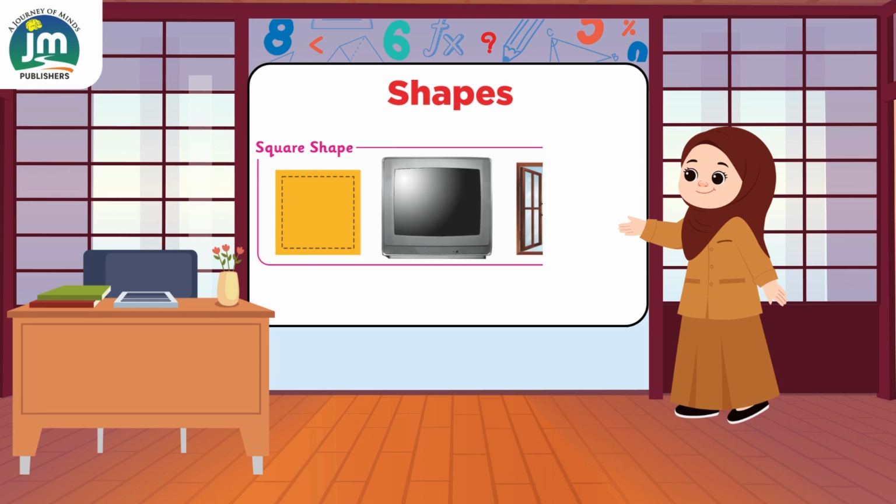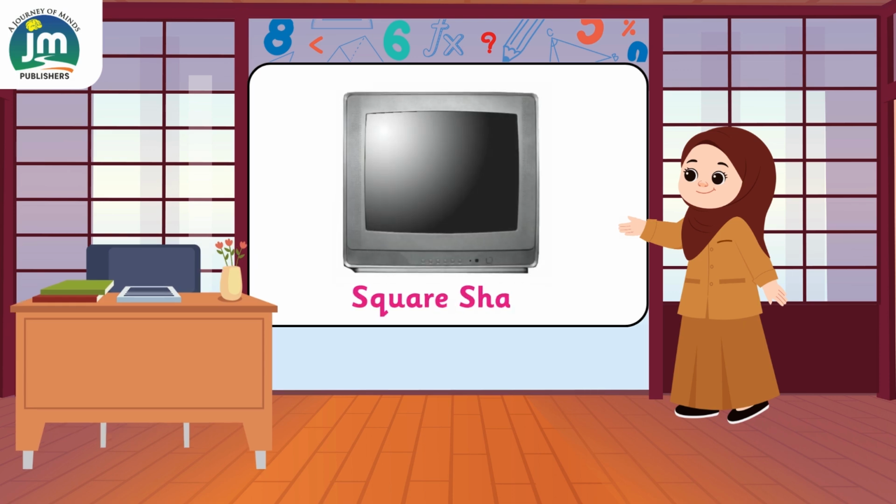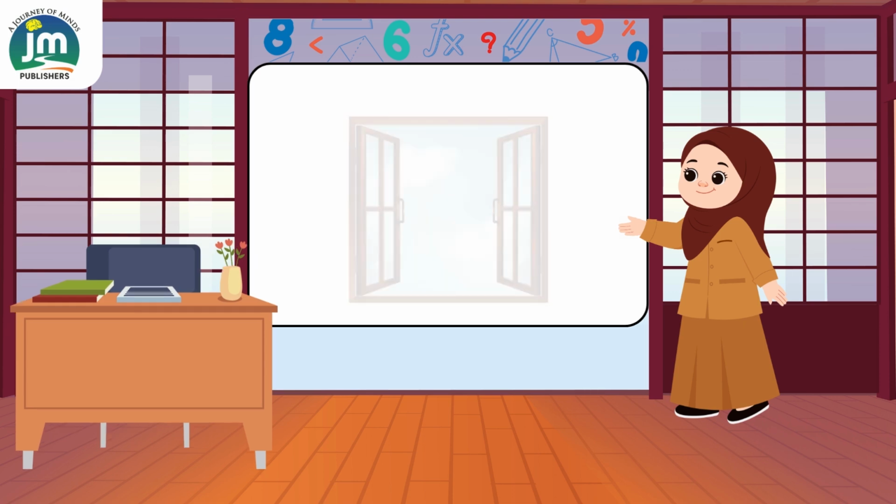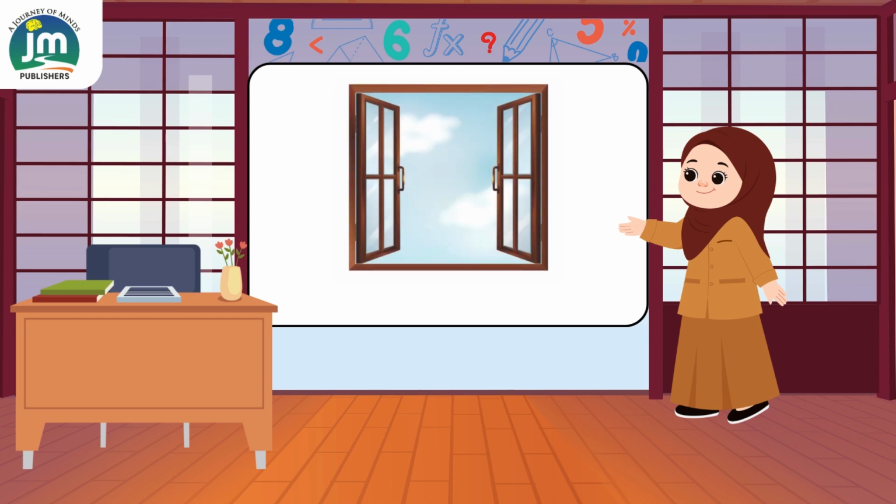Dear students, now look at this. A square. A square shape has 4 equal sides. Say with me, square. It has 4 equal sides. The TV is a square. And the last one is a window. The window is a square.